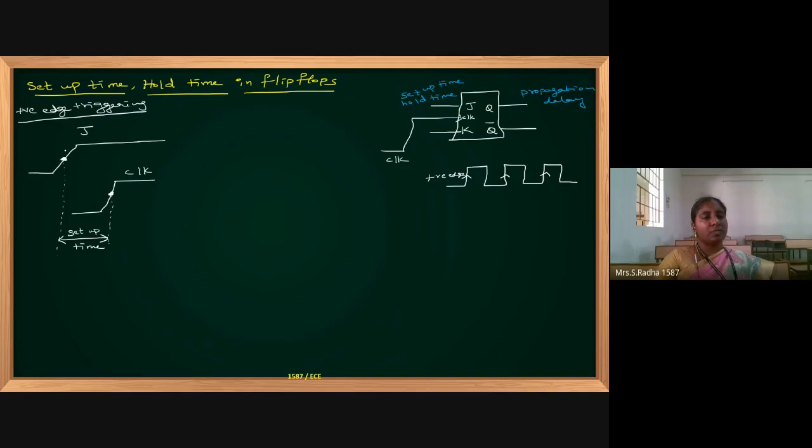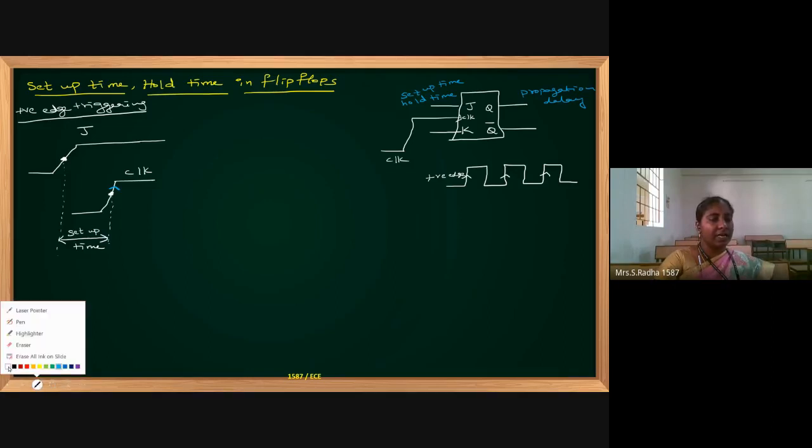If you see, both are positive going, the clock is positive going. Particularly, positive edge triggering means for the clock we talk about the rising edge. This is the rising edge of the clock. So in positive edge triggering, setup time is like this. The clock is given a little late compared to the input. This is about setup time.